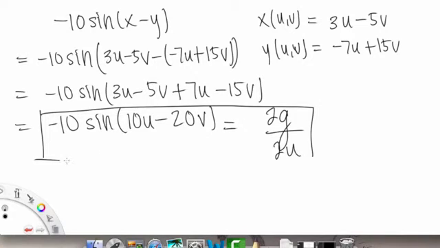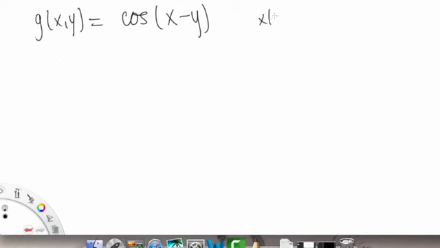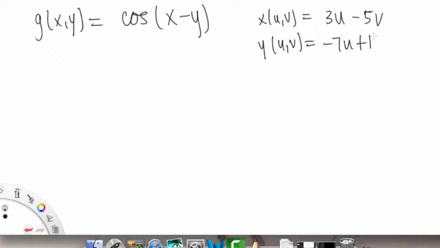And now to find our partial g, partial v, okay? Alright, so we'll do that on the next slide. So we're going to start with, let's see, I'll just rewrite what we had. So g of x, y is equal to cosine of x minus y, and then again our x of u and v is going to be 3u minus 5v, okay, and then our y of u and v is negative 7u plus 15v.